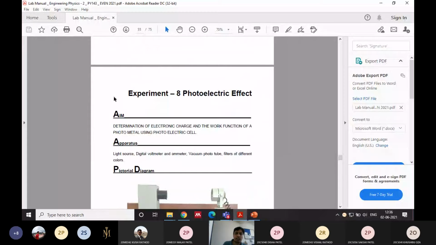So this is the title of experiment 8, that is photoelectric effect. We are interested in understanding one of the most popular effects. You apply photons on a particular object, and it emits something, either photons or electrons. Some electrons come out of it, and they complete the circuit, and at the output you get something.